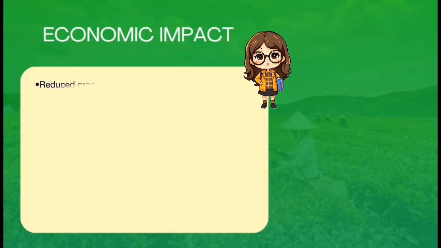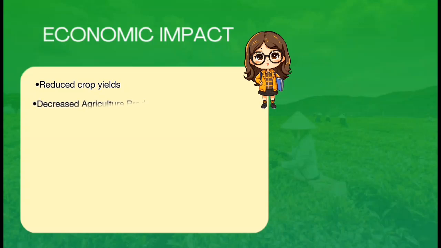Now, let's discuss the economic impact of soil degradation. First, we have the reduced crop yields. It occurs when environmental stressors, unsustainable practices, or lack of resources diminish agricultural output. This decrease in crop production affects farmers' livelihoods, food availability, and local economies.